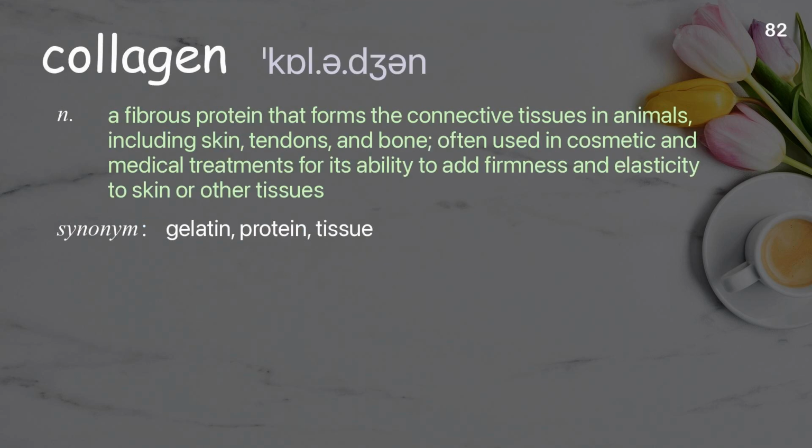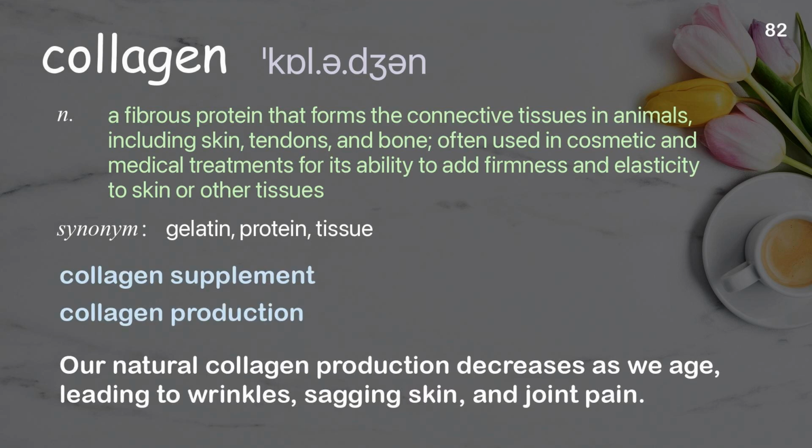Collagen. A fibrous protein that forms the connective tissues in animals, including skin, tendons, and bone, often used in cosmetic and medical treatments for its ability to add firmness and elasticity to skin or other tissues. Examples: Collagen supplement. Collagen production. Our natural collagen production decreases as we age, leading to wrinkles, sagging skin, and joint pain.